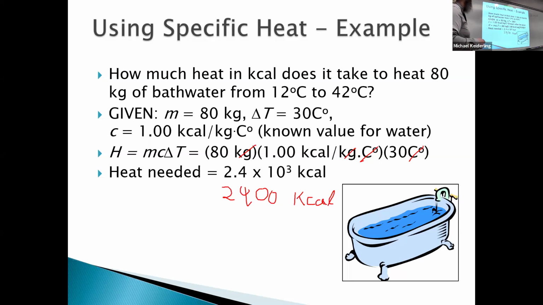So the heat is mass times heat capacity times change in temperature: 80 times 1 kilocalorie per kilogram degree Celsius, that's the heat capacity of water, times 30 degrees Celsius. Kilograms cancel, Celsius cancels, and we get 80 times 30 times 1, or 2,400 kilocalories, 2.4 times 10 to the third kilocalories, which is a lot of heat.